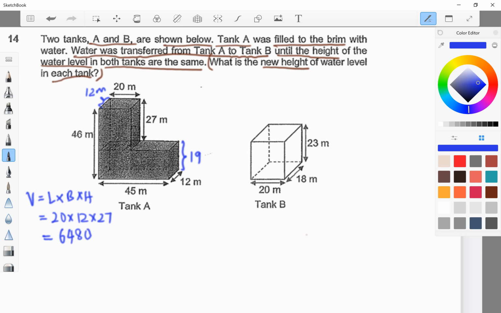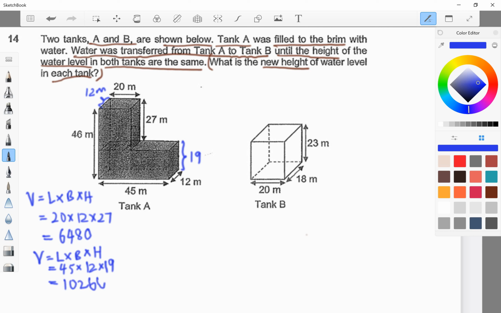We also need to find out the volume of the bottom part of the L shape. Once again, volume is equal to length times breadth times height, which becomes 45 multiplied by 12 multiplied by a height of 19 that we have calculated earlier. So 45 times 12 times 19 gets us to 10,260.